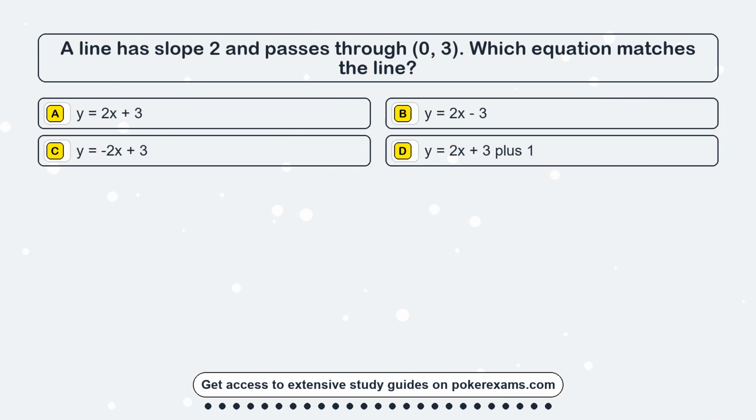Question 14. A line has slope 2 and passes through 0, 3. Which equation matches the line? Option A, y equals 2x plus 3. Option B, y equals 2x minus 3. Option C, y equals minus 2x plus 3. Option D, y equals 2x plus 3 plus 1.